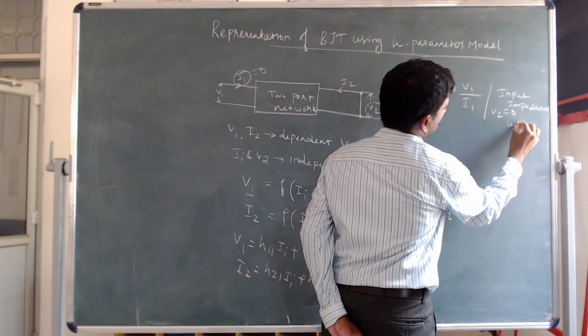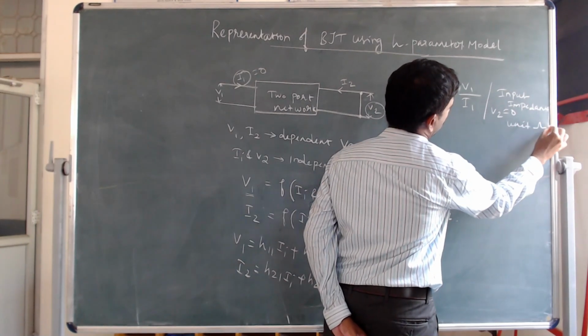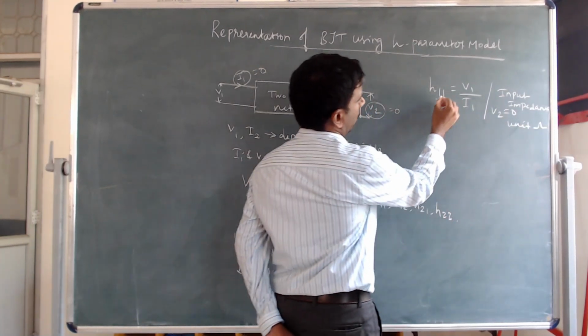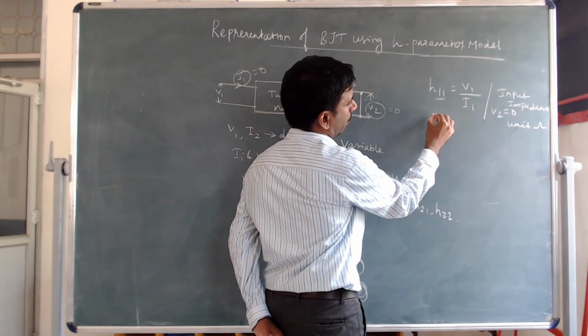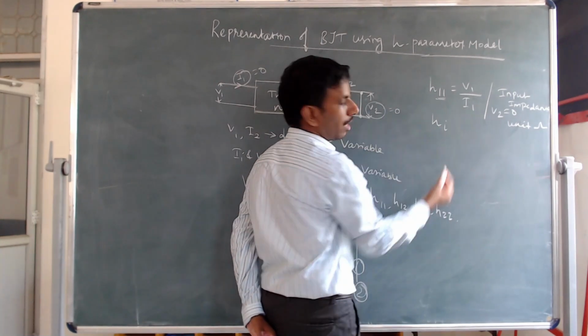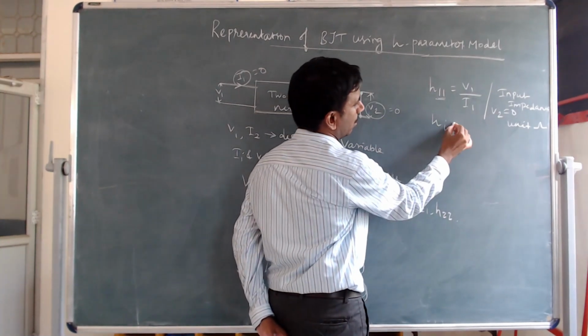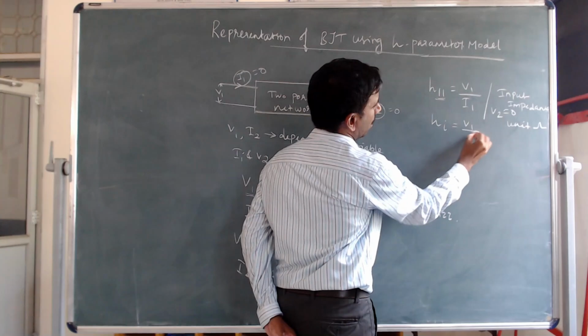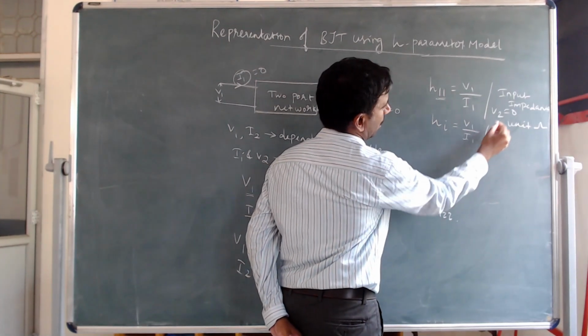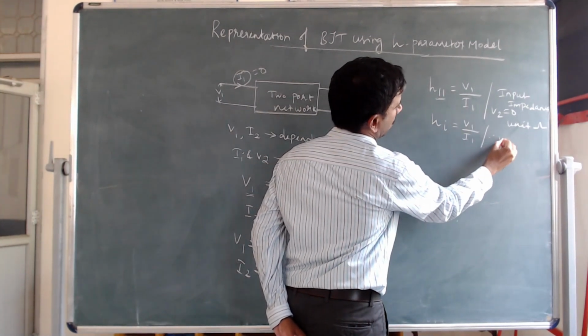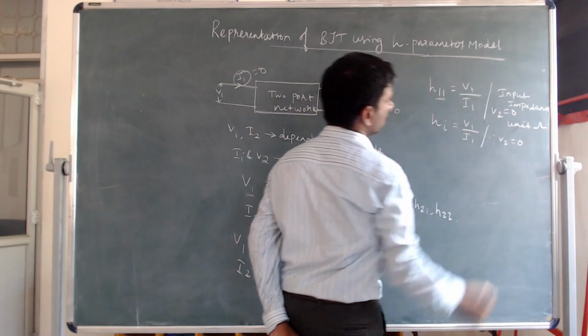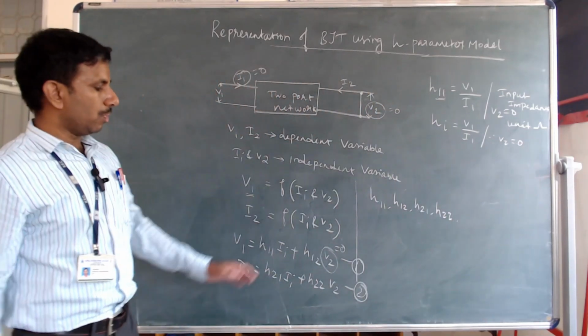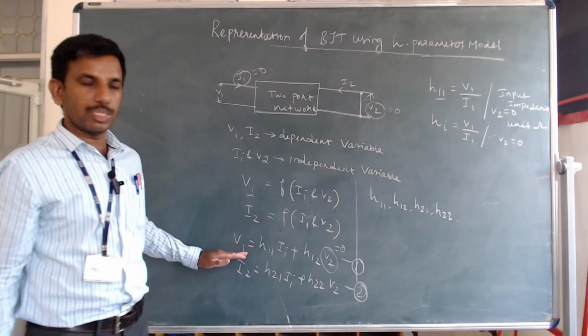So the unit is ohm. So either we can write the same equation by means of representing the input. That is nothing but input impedance, which is going to be V1 by I1. So the same scenario here also. Here V2 equal to 0, by substituting V2 equal to 0 in the first equation.